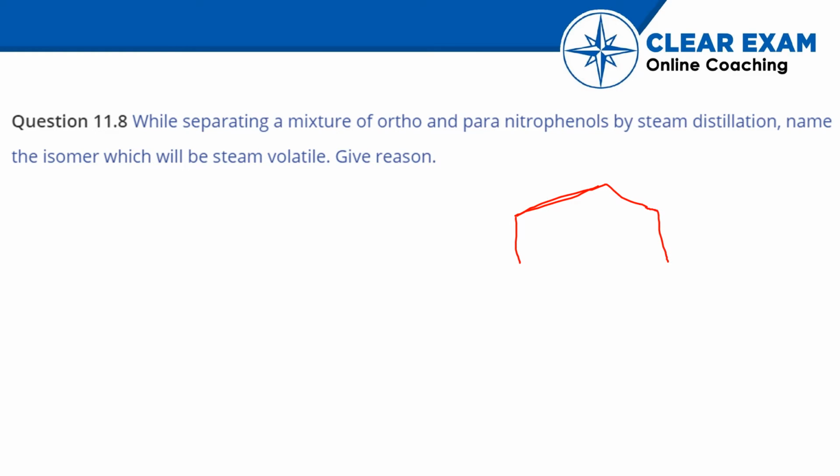Basically, we all know what a phenol is, okay? So, this is a phenol. And we will just add a nitro group. In this question, it is asking ortho and para. So, I will draw this is orthonitrophenol, and this is paranitrophenol. Okay, so this is orthonitrophenol, and this is paranitrophenol.